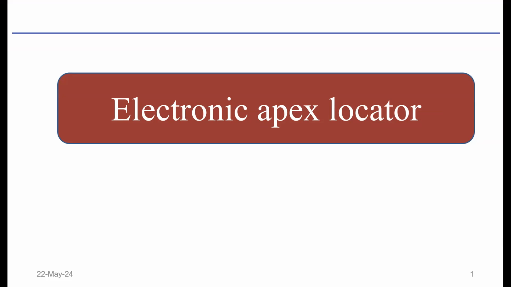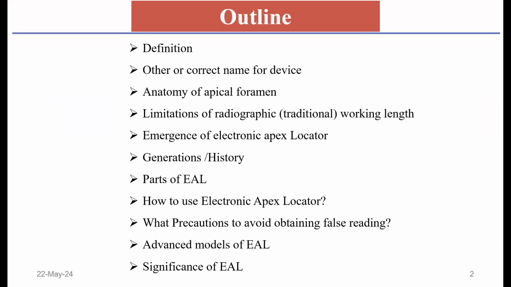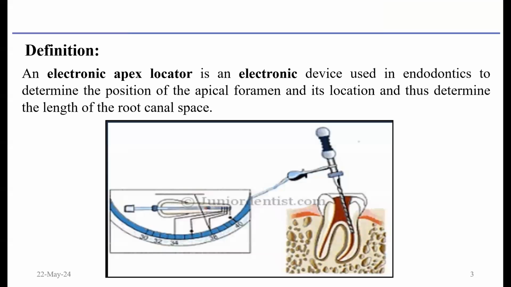Today, we are going to discuss the topic electronic apex locator. So, we'll be discussing the definitions, the correct name for the device, the anatomy of apical foramen, the limitations of traditional working length technique, the emergence of electronic apex locators, the general history, the parts of electronic apex locator, how to use it, and what are the precautions to be taken, what to be avoided to obtain a correct reading, and the advanced models of electronic apex locators and the significance of them.